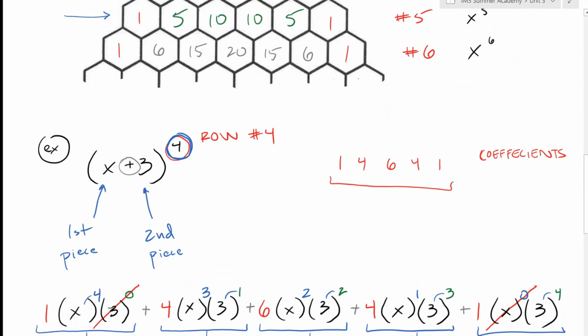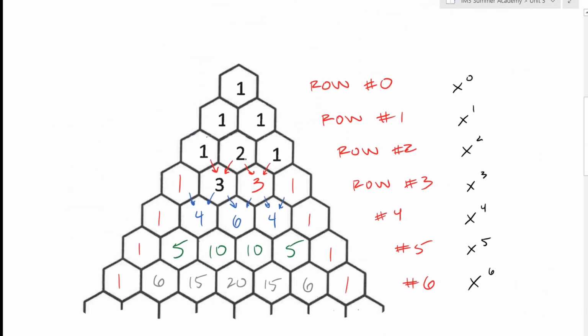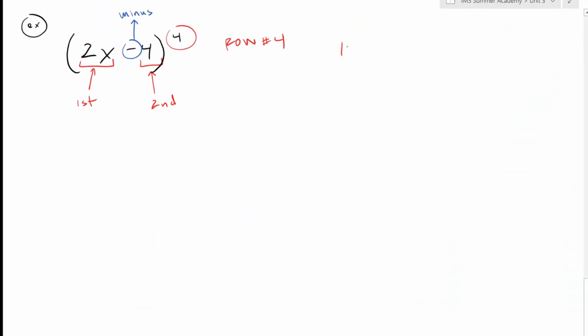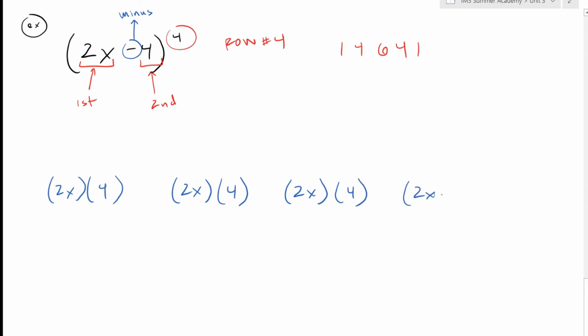Let's grab those coefficients from all the way above here. So row number 4, we're back to this one here. 1, 4, 6, 4, 1, 5 terms. So we're going to write these out 5 times. So now I do want to parenthesis these. We've got 2x and 4. Leave the minus sign for something else. 2x and 4, 2x and 4, 2x and 4, and then one final time 2x and 4. I'll go ahead and put the coefficient numbers in: 1, 4, 6, 4, and 1.